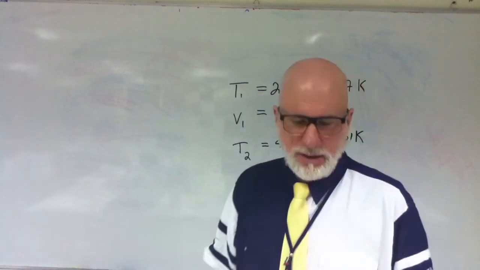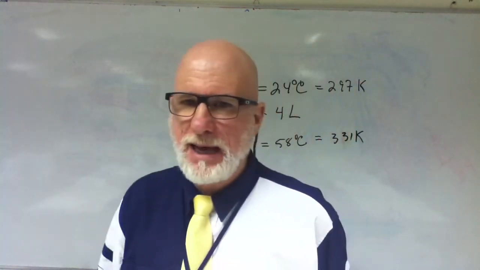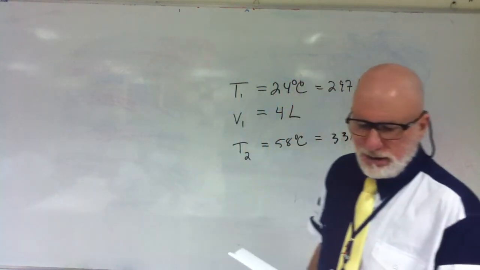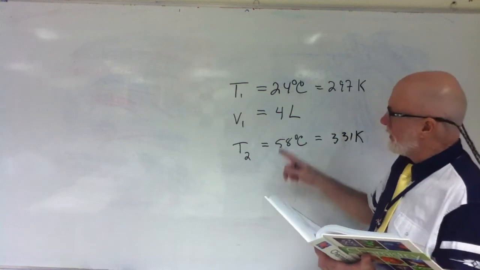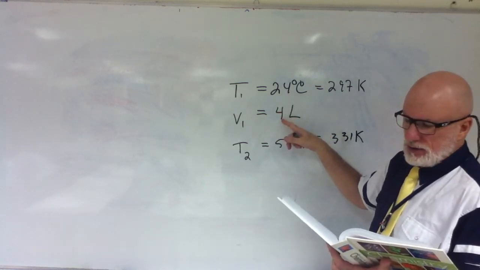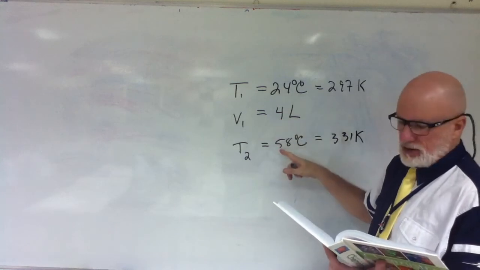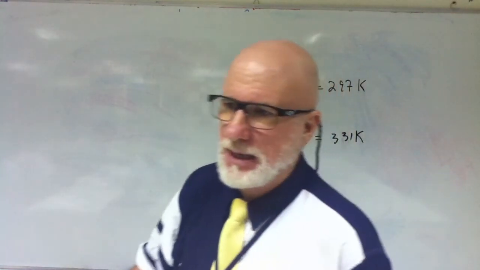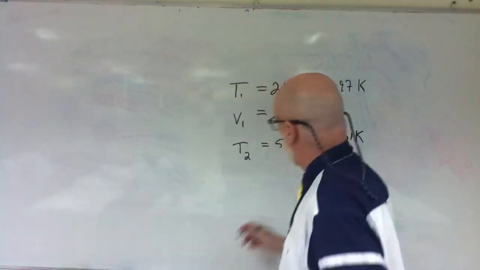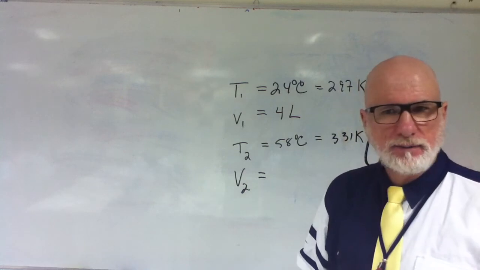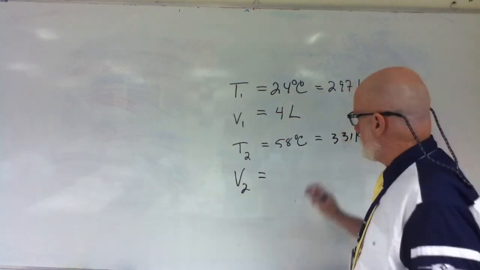All right, so let me read the problem again all the way through without stopping. A balloon inflated in a room, 24 degrees, has a volume of 4 liters. The balloon is then heated to 58 degrees. What is the new volume if the pressure remains constant? So V2. Now we know the equation.